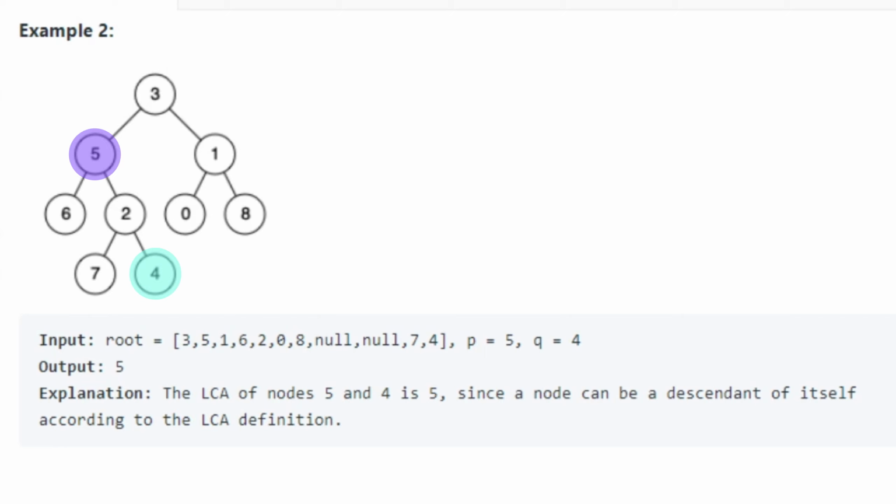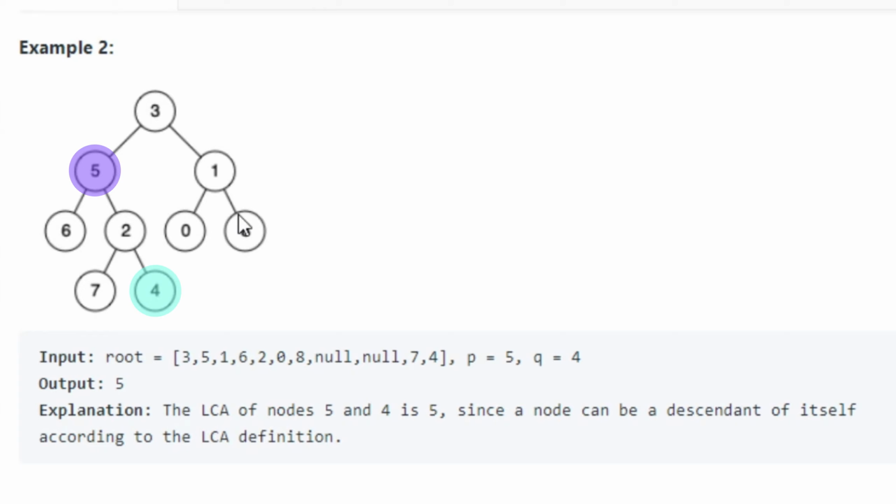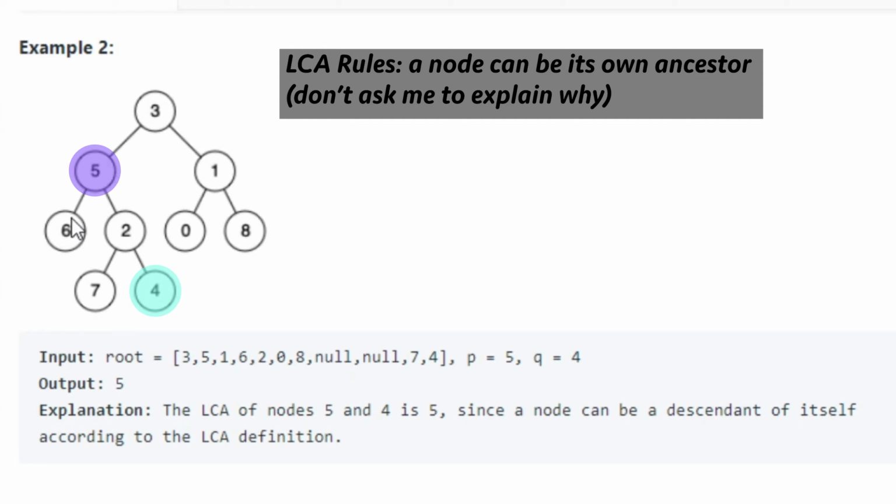Don't ask me how that makes sense logically, because we don't really see that in the real world. Like, you can't be your own parent, but according to the definition of an LCA, I guess according to Wikipedia and just the common agreement in computer science theory dealing with trees, the lowest common ancestor allows a node to be its own ancestor. So 5 is its own ancestor here, and then we only have to worry about whether the left subtree or the right subtree contains 4.